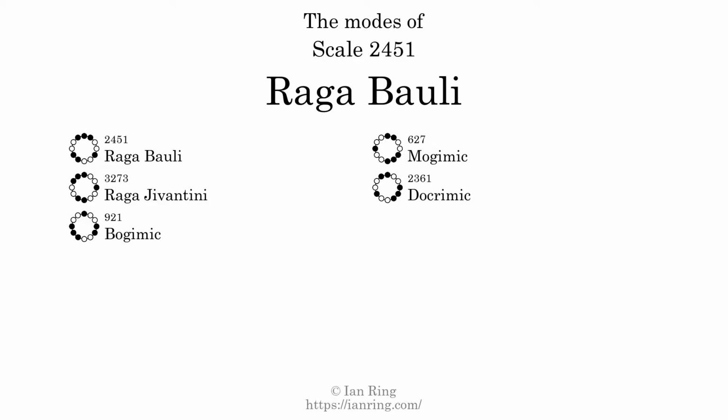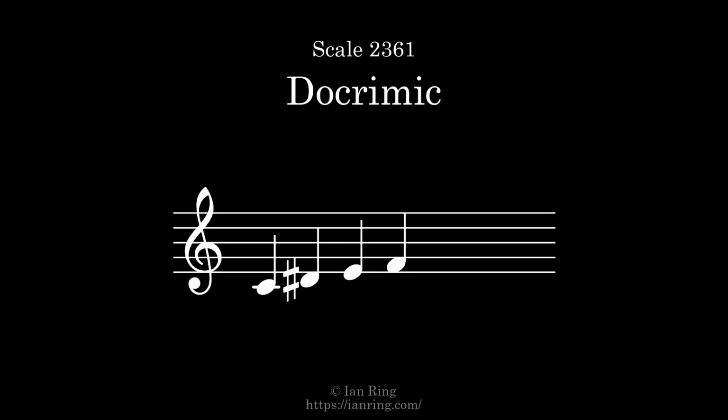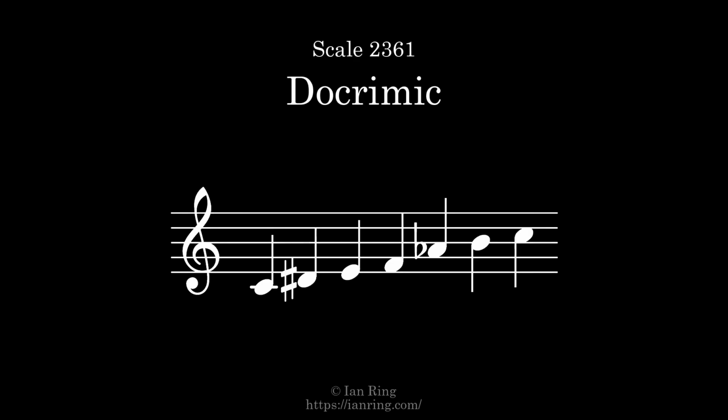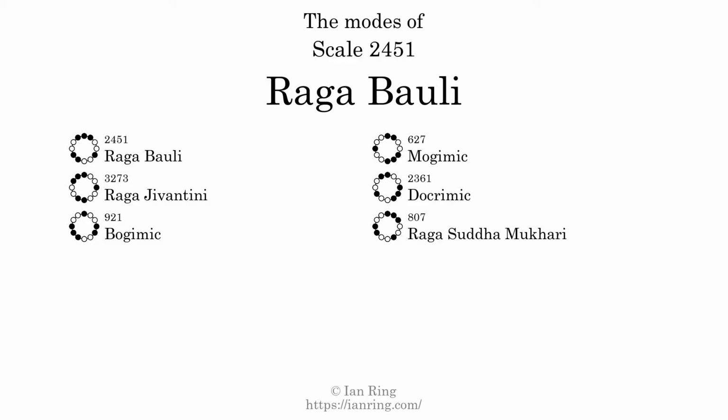The fifth mode is scale 2361, also known as Decrymic. It sounds like this. The sixth and last mode is scale 807, also known as Raga Sadhumakari. It sounds like this.